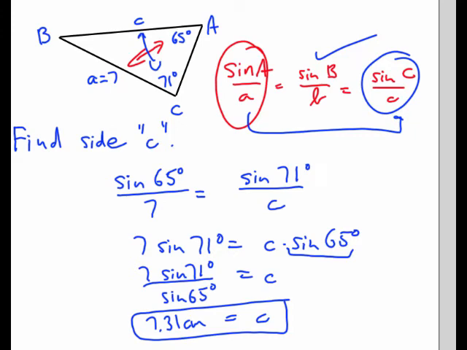Now when you're solving these triangles, you want to think a little bit about the reasonableness of your answer. And what I would notice here is that 71 is a bigger angle than 65. So therefore I would expect the side across from 71 to be a little bit bigger than the side across from 65, which indeed it is.